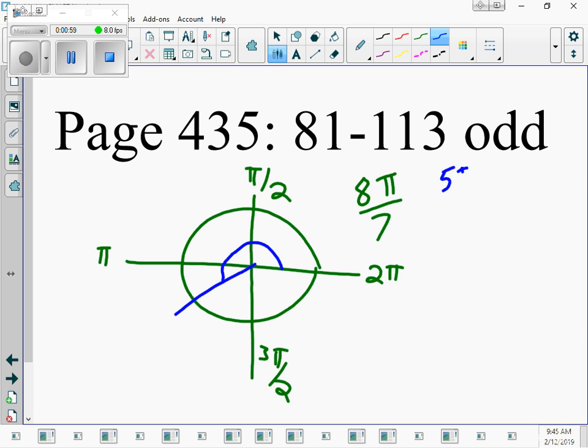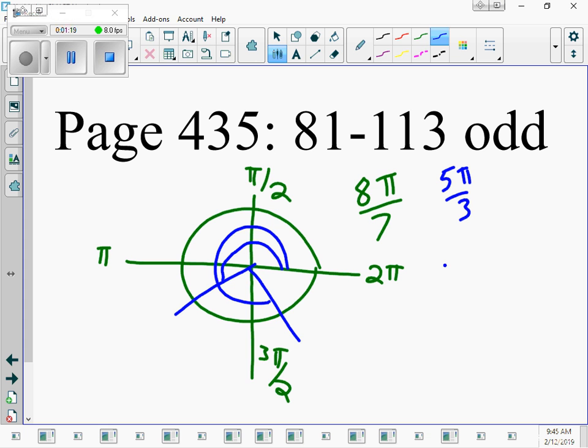Okay, what about 5 pi over 3? Where's that going to land? 4. It's bigger than 1, but it's actually closer to 2 pi. So that would be over here in quadrant 4.